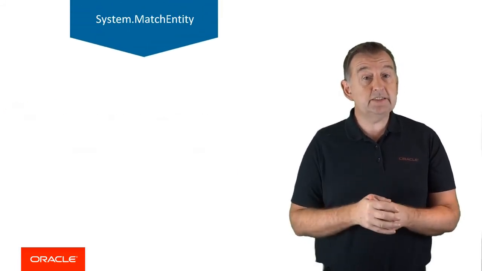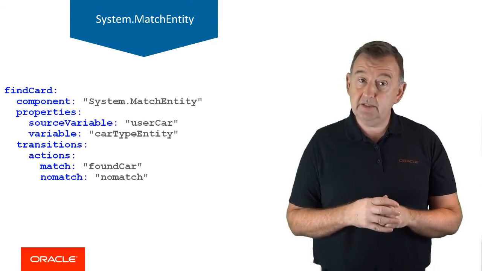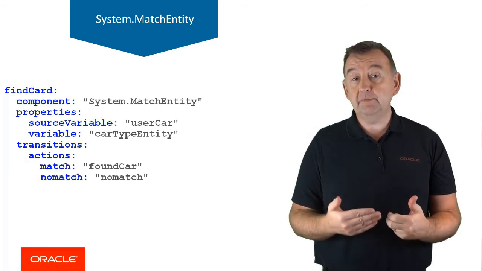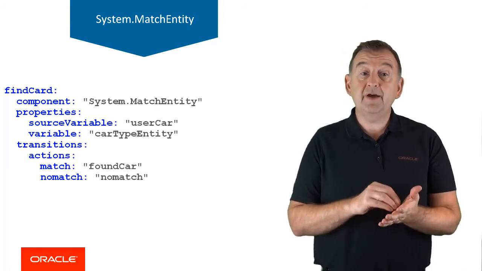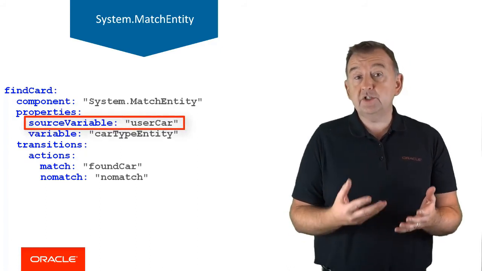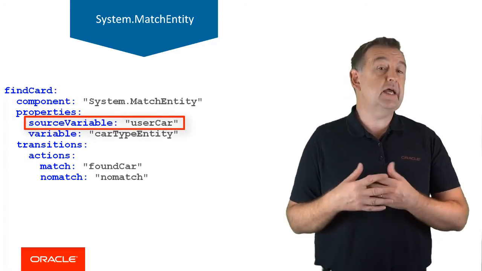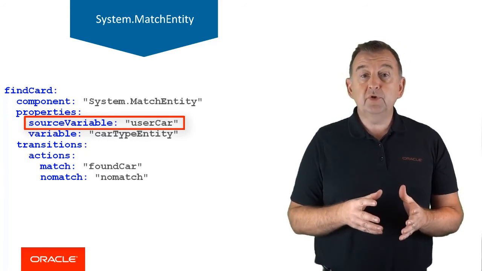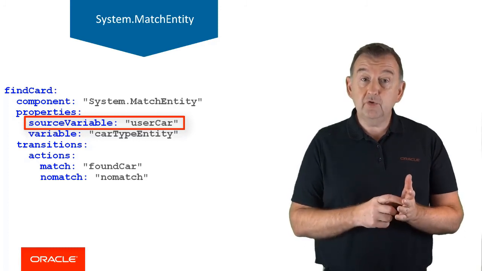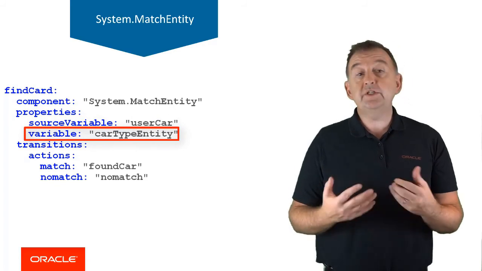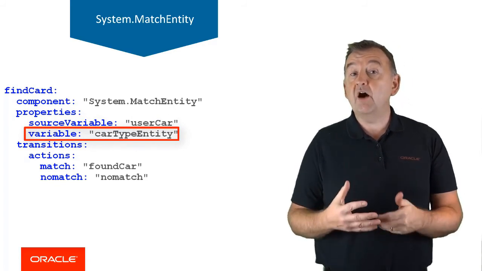And here we are at the last component, and we save one of the best to last, and this is called system.matchEntity. What this component does is check to see if the value in a variable exists within a specified entity using the intent model. So user car is a string variable which holds, let's say, the type of car a user is interested in buying. Using this component, we can establish whether that value is a valid car when compared against car type entity, which is a variable which references a car entity.